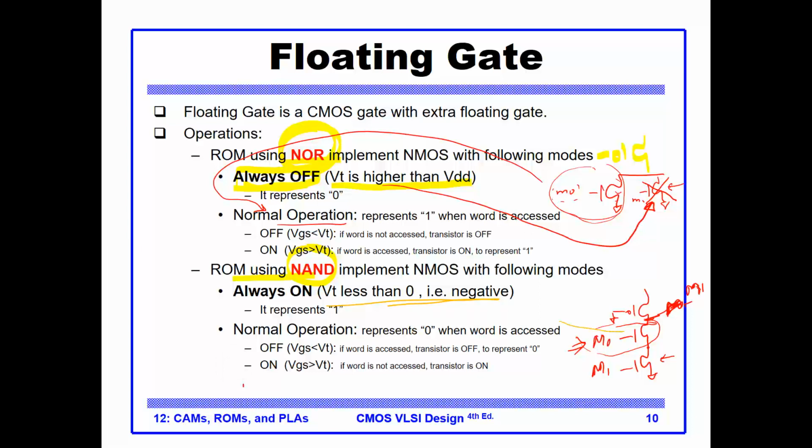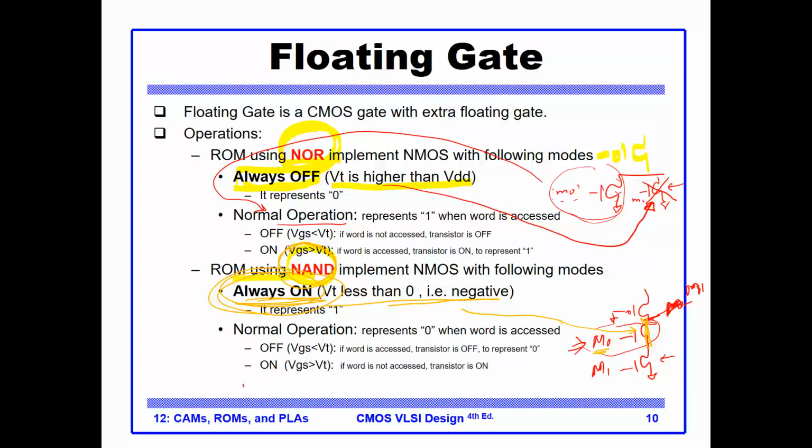If I make the VT for this device negative, then this device becomes what? Always on. And if this device becomes always on, it is irrelevant of the value of M0, meaning it acts as a short circuit, as if the transistor doesn't exist. So making a negative VT makes it always on. It is not existent. And in what structure do I use it? For the NAND structure. We say that the ROM can be implemented as NOR structure or NAND structure.